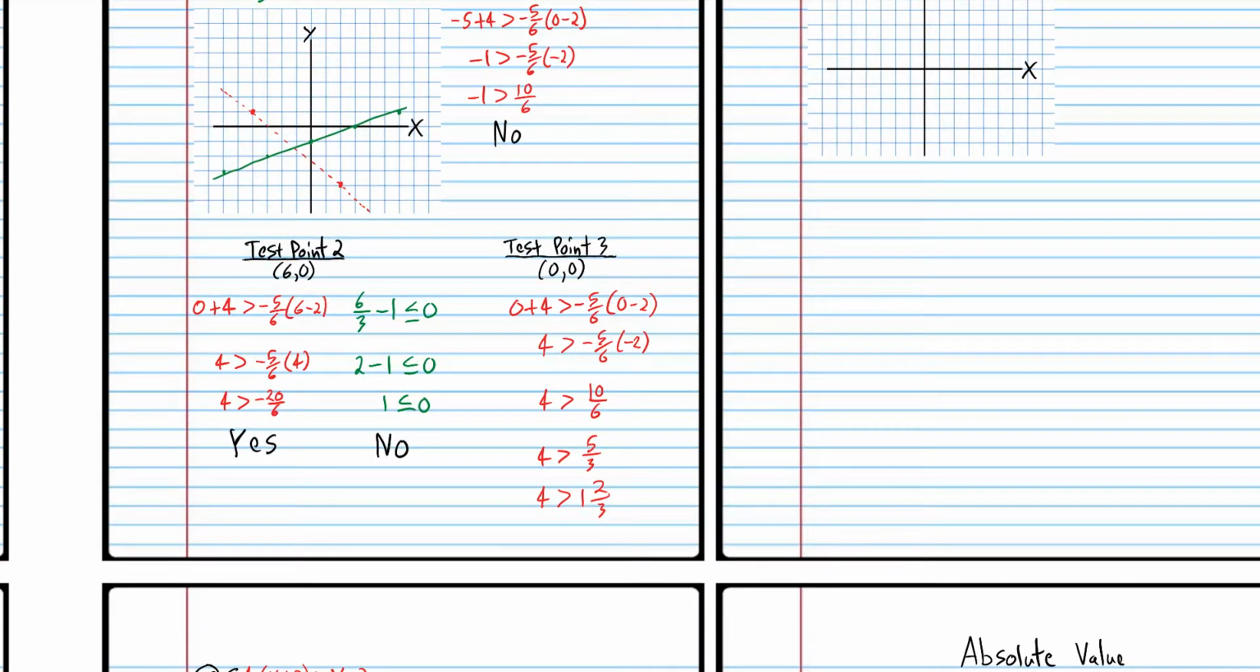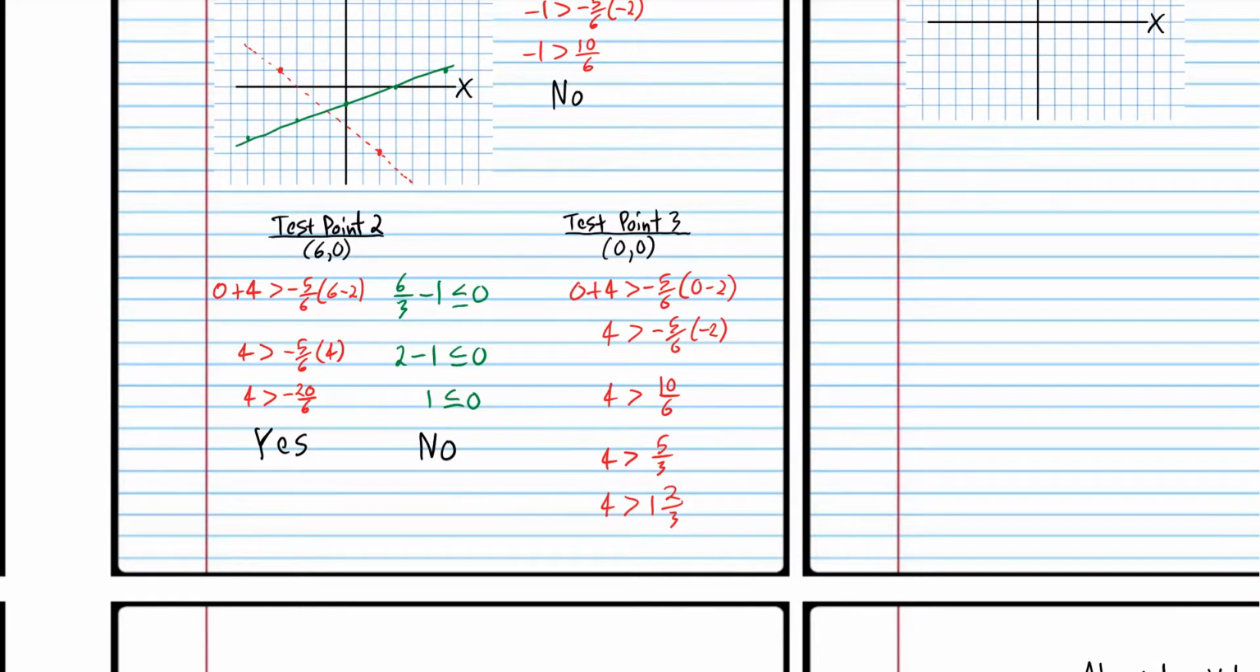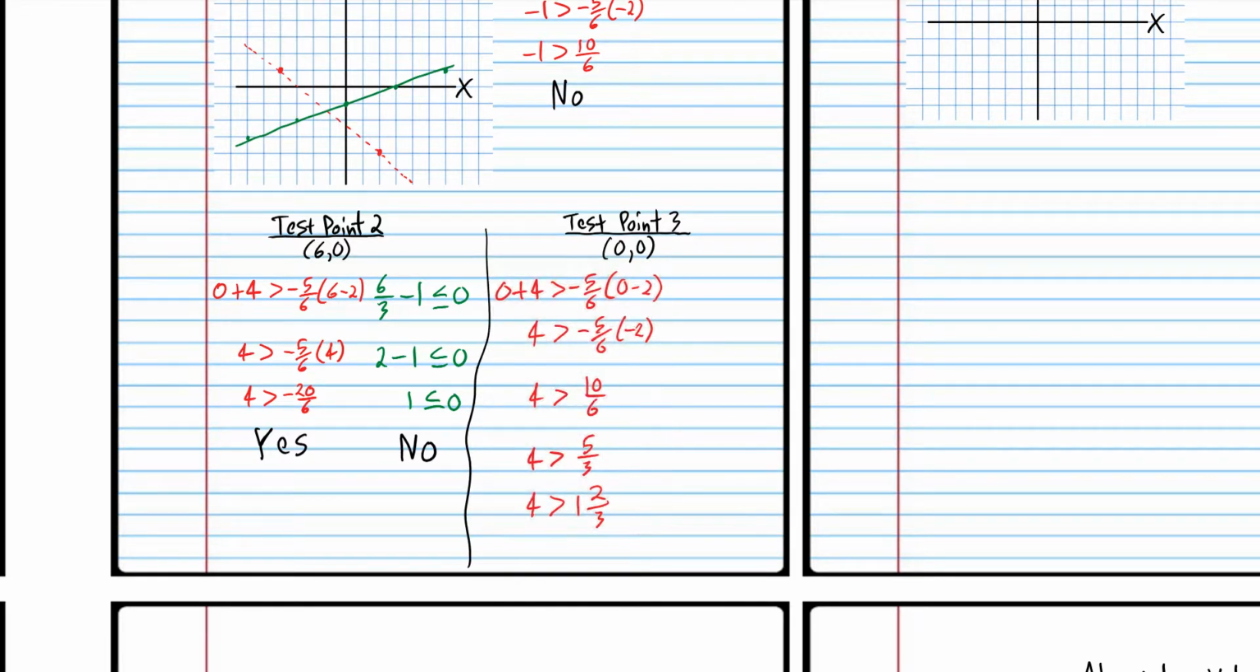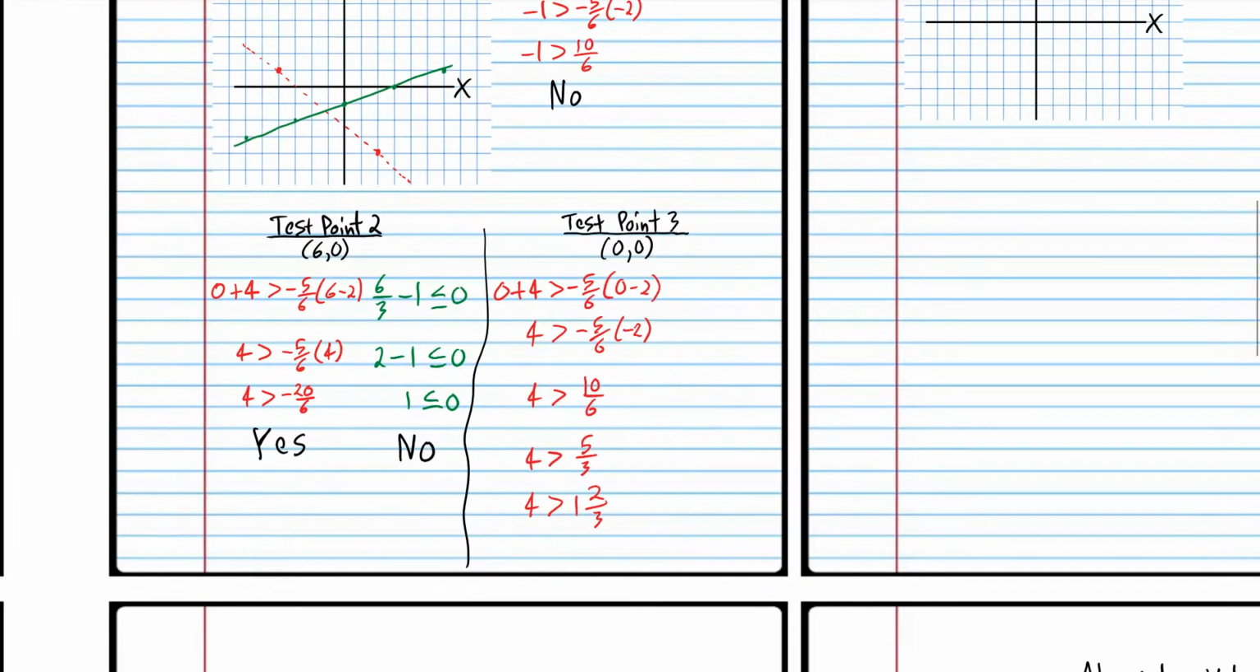So now what we're going to do is plug it into the other equation and see if it works in the other equation. And if it works in the other equation, then that's going to prove that that region is the proper region. So we just make some room here. So now we're going to plug in 0, 0 to the bottom equation there, the green one.